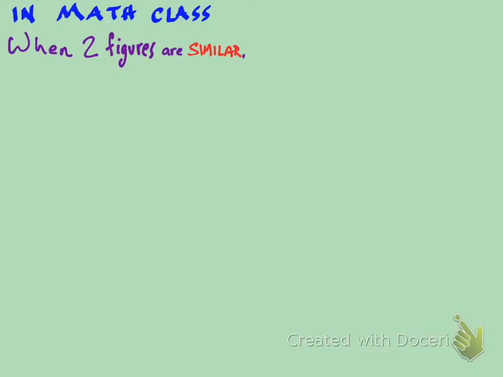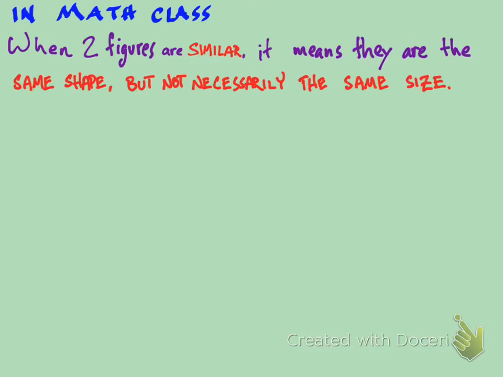In math class, when we say that two figures are similar, it means something very, very specific. It means that those two figures are the same shape, but not necessarily the same size. They might be the same size, in fact, but they don't have to be. But if two figures are similar, it means they are the same shape. Well, actually, this means a couple more very important things.